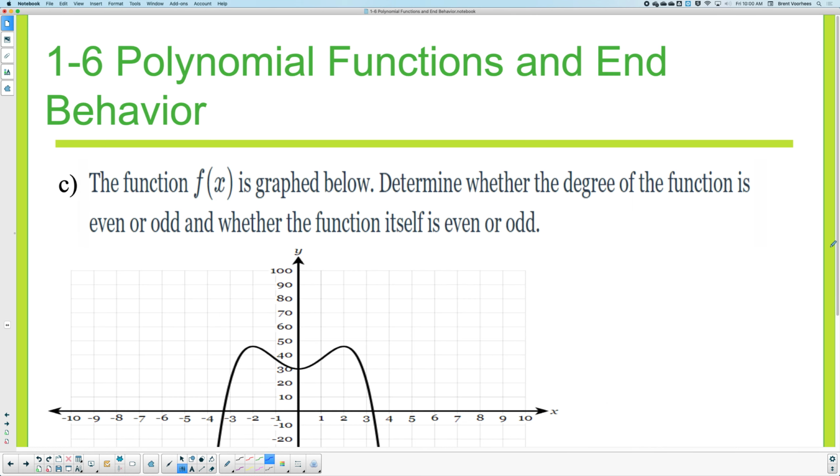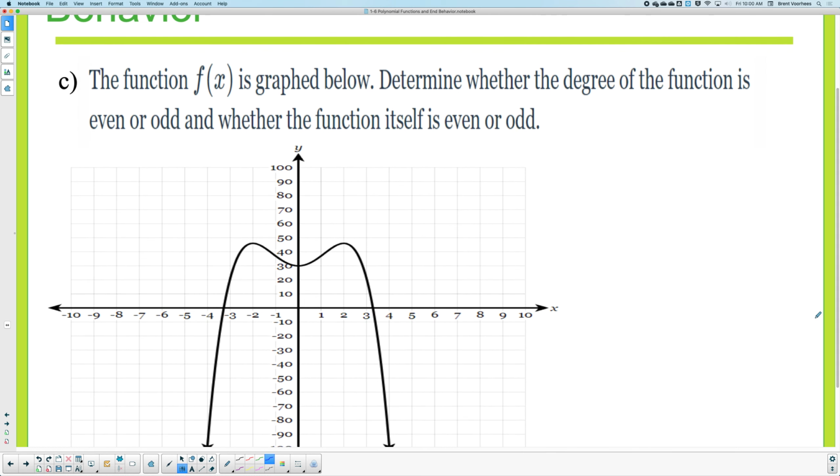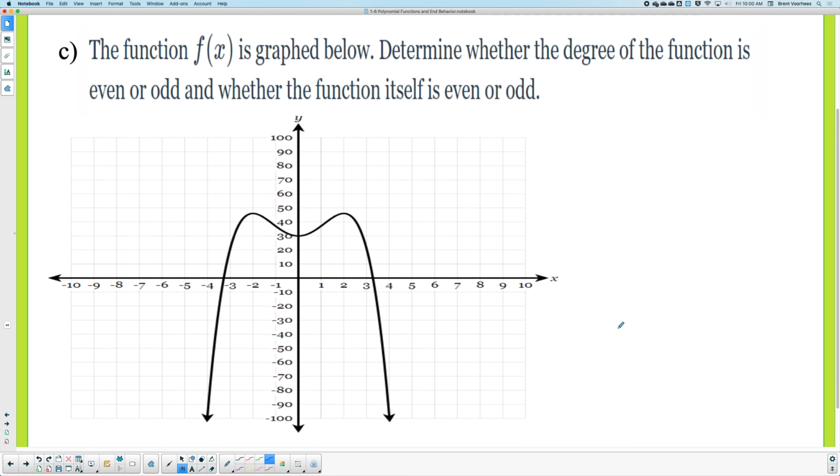What about this one? I'll let you take a look at it for a second. All right, this time, what do you think? Even or odd? Even. Now, if it's even, it should always be able to be symmetrical. It'll be symmetrical with the y-axis. Can be cut in half with the y-axis. Does that cut in half? Yes, this is an even function.